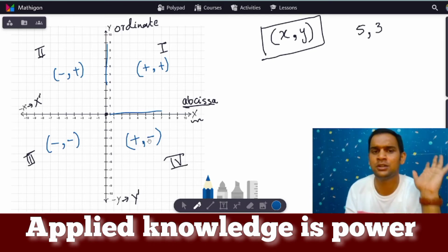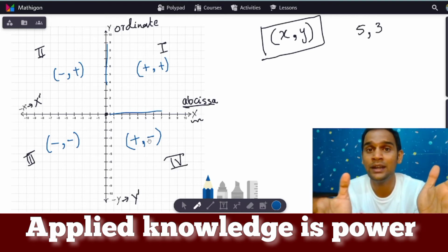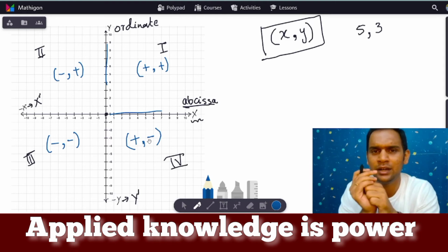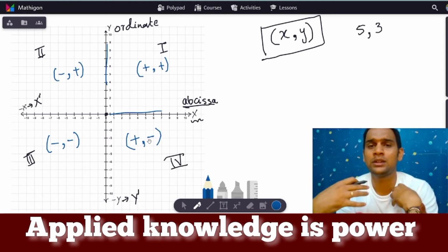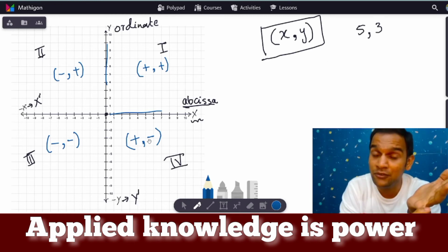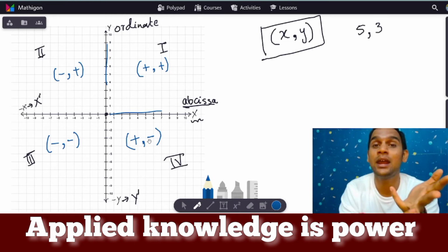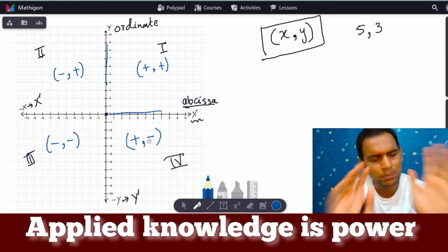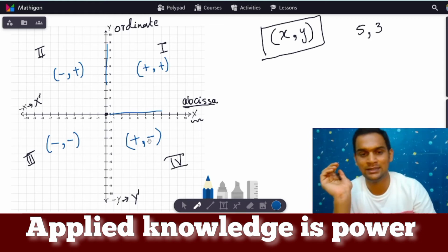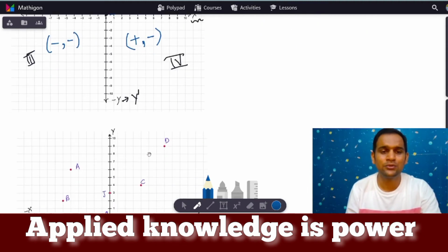Now this particular thing about the coordinates and the nature of points in them is going to be with us again and again. It will come in your physics when you study optics. It will be there when we study trigonometry. So please remember these four quadrants and the nature of points in them. So let's try to understand.